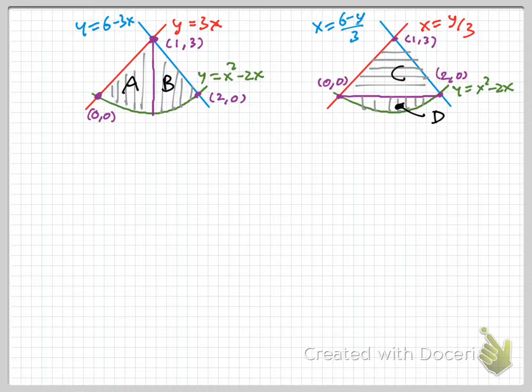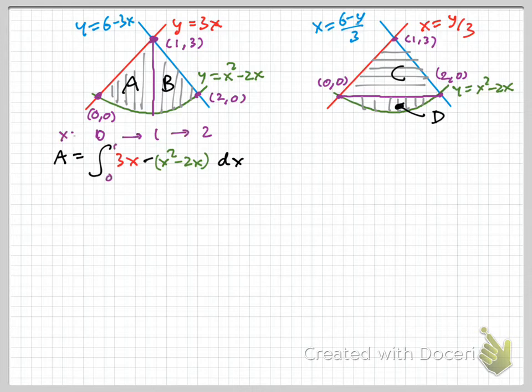So now let's do it one by one. In part A, we have the red y, that is 3x, subtract the green, which is x squared minus 2x, and then dx. The boundary for x will be from 0 to 1, so it goes to 5x squared over 2, subtract x cubed over 3, from 0 to 1. And the area of portion A is 13 divided by 6.